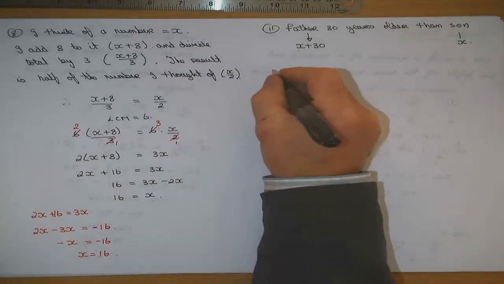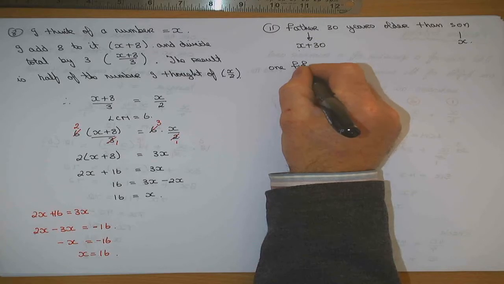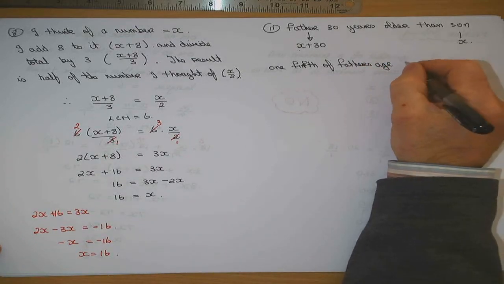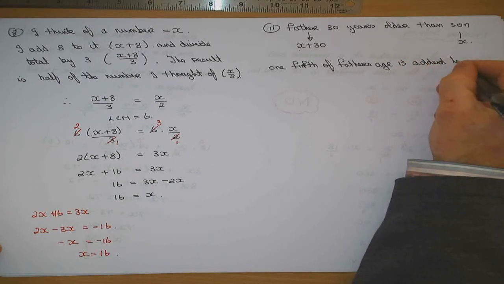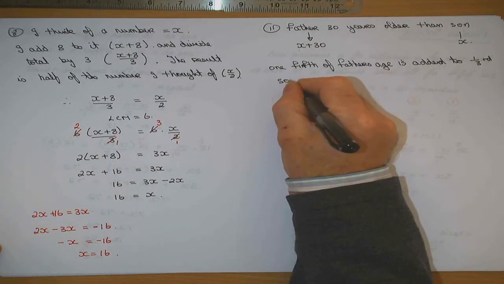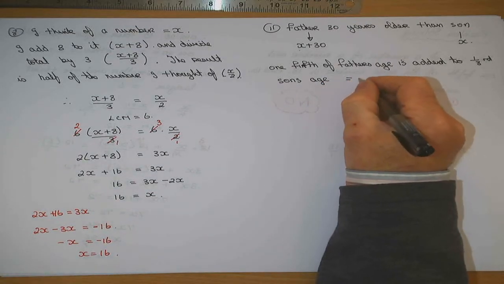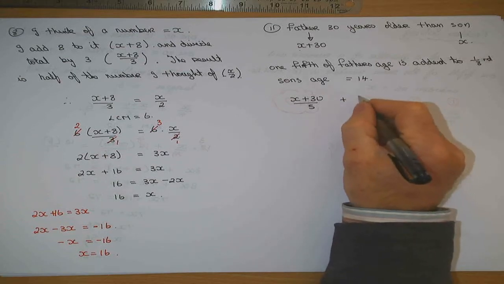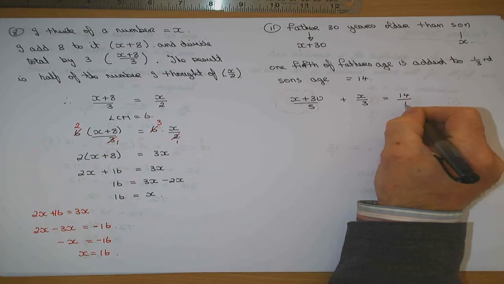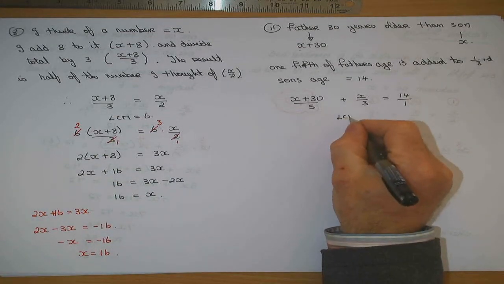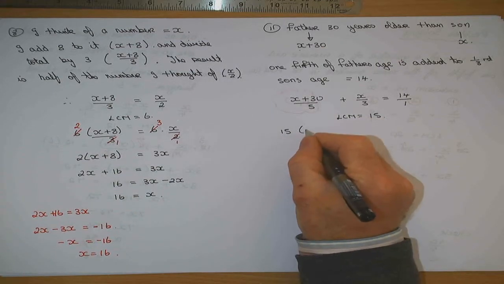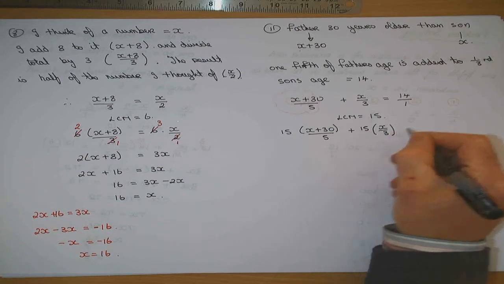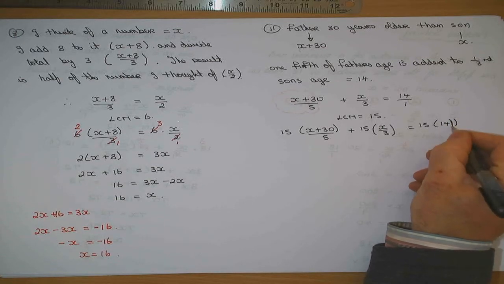When 1/5 of the father's age is added to 1/3 of the son's age, it adds up to 14. 1/5 of the father's age is x plus 30 over 5. And 1/3 of the son's age is x over 3. Can you cross multiply? LCM, 15. 15 times x plus 30 over 5 plus 15 times x over 3 is equal to 15 times 14 over 1.